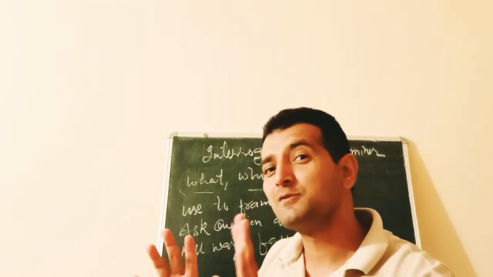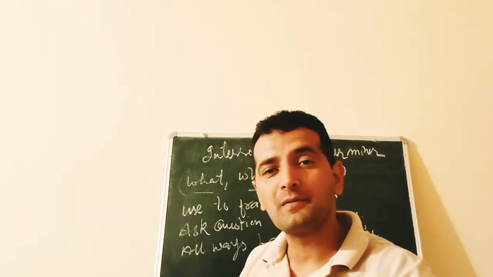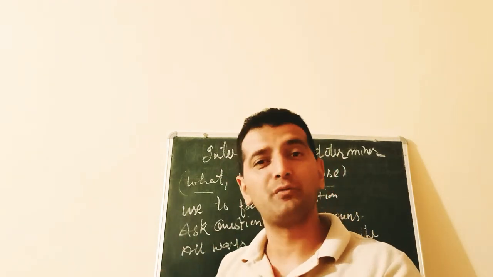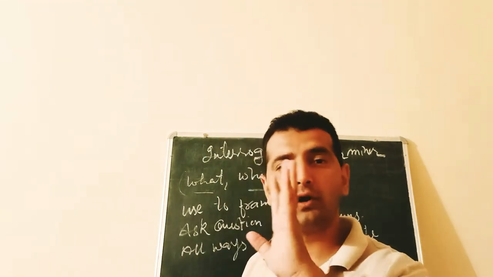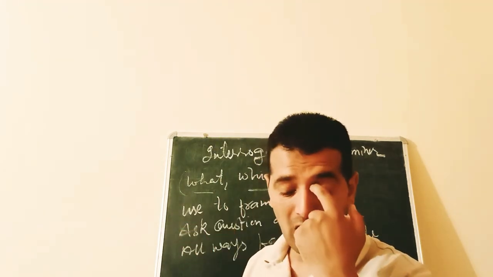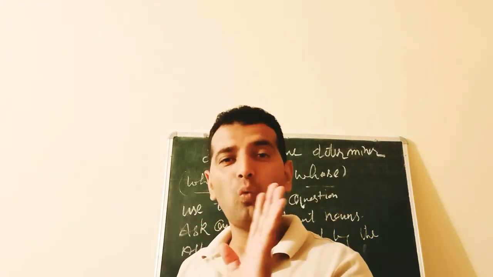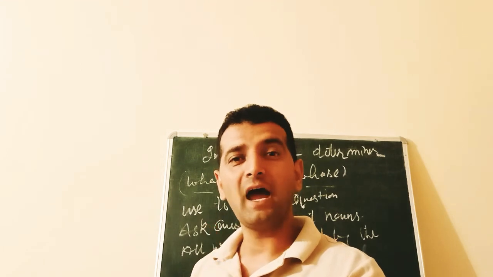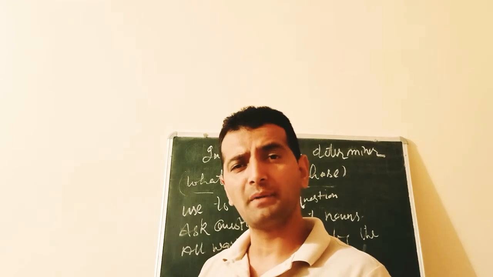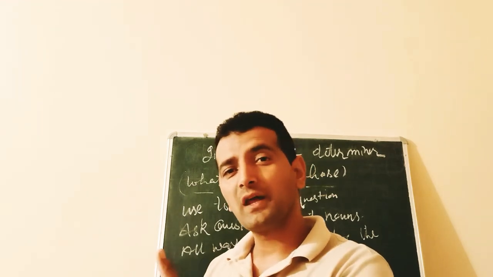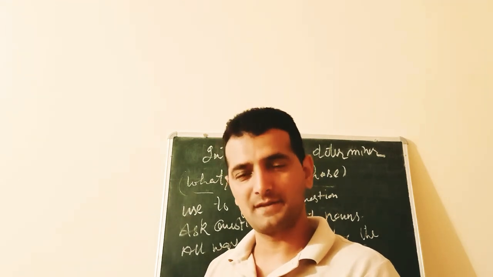Do you know how many kinds of these determiners there are? Usually we get so confused with the use of these determiners. In English grammar there are only three, right? There are only three determiners, and these three are what, whose and which. Usually we get confused with the use of determiners with adverbs.